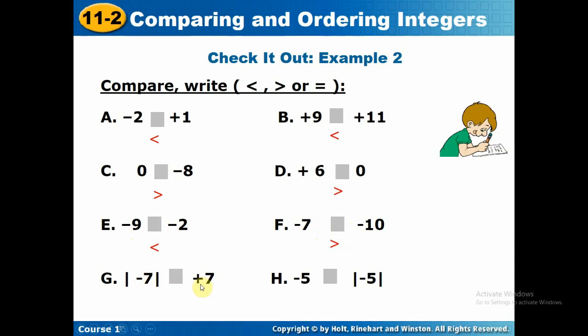Absolute value of negative 7 and positive 7. Absolute value, as we said before, means negative 7 will be 7. For that, they are equal. Negative 5 and the absolute value of negative 5. Absolute value of negative 5 means 5, and 5 means positive. For that, it will be more than negative 5.